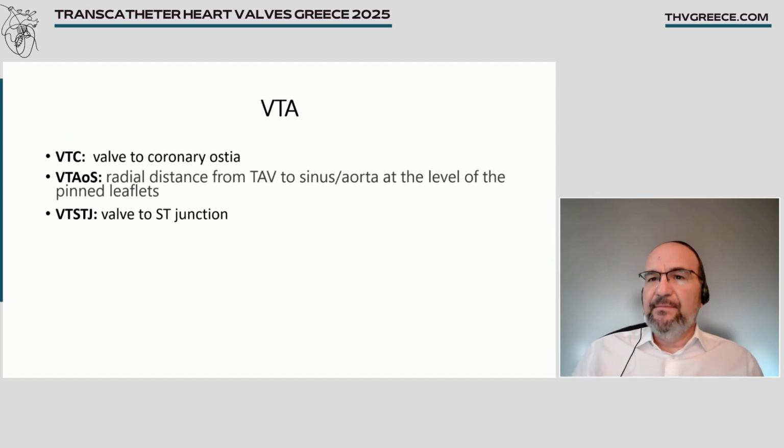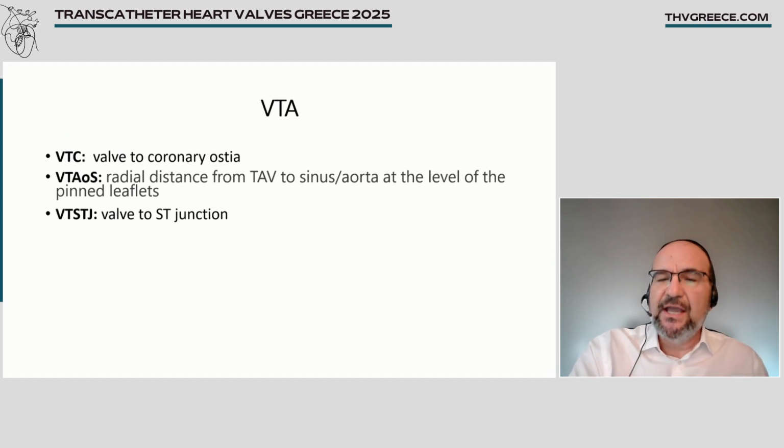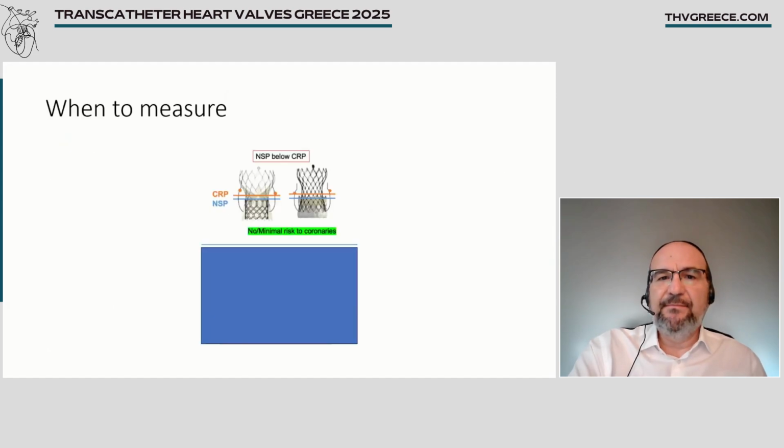And there is another term, called VTA. VTA consists of three measurements. The first is the valve to coronary ostia, VTC. The second is valve to aortic wall, the distance from the TAVI to the sinus or aortic wall at the level of the pinned leaflets. And the third is the VT-STJ, which is the distance of the valve to the STJ. All these measurements need to be done very carefully by CT.